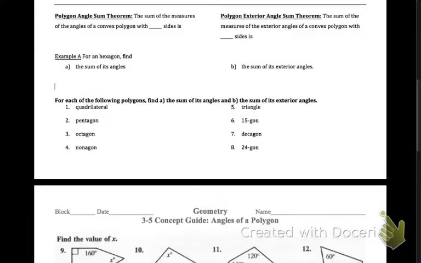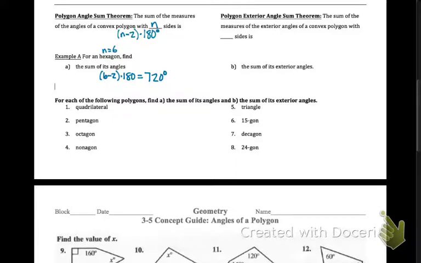So back to our concept guide. The sum of the measures of the angles of a convex polygon with n sides is, this is just what we figured out, n minus 2 times 180 degrees. So, example A, if you have a hexagon, find the sum of its angles. Well, take 2 away from 6. 6 minus 2 is 4. Times 180 is 720 degrees. It's a simple calculation once you understand it.